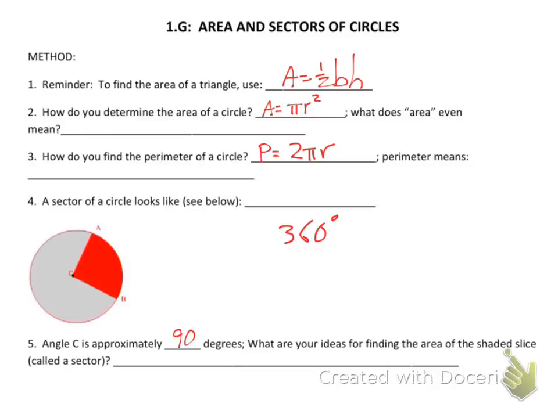A fourth of it. So, do you think there's a connection between the number of degrees of a circle and how much of the circle is being used? So I propose that if you take the degrees and divide it by 360, it'll tell you the percentage that you're using. Like 90 divided by 360 is 0.25 or 25%. Do you guys agree with that?